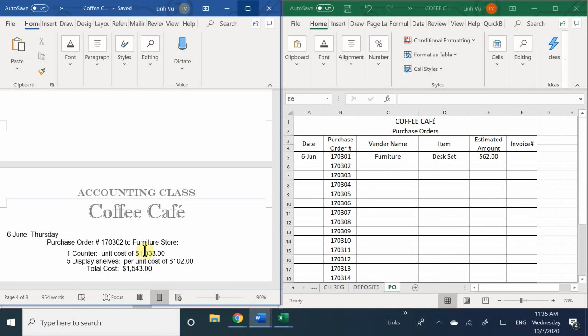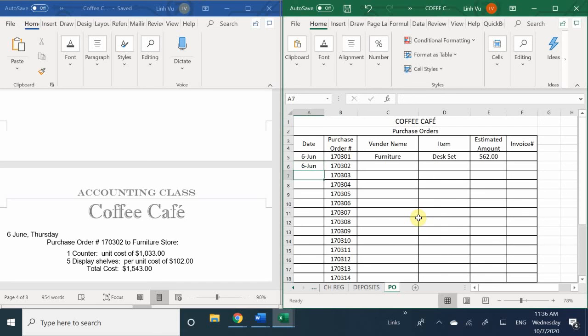Okay, so here's the quote that's in their catalog saying that the counter is going to cost you $1,033, and you want 5 display shelves, which costs you a total of $102 per shelf. So in this total bill, we are going to calculate a grand total of $1,543. Okay. So again, this is a purchase order, so we're only going to fill in our purchase order list until we actually receive the items.